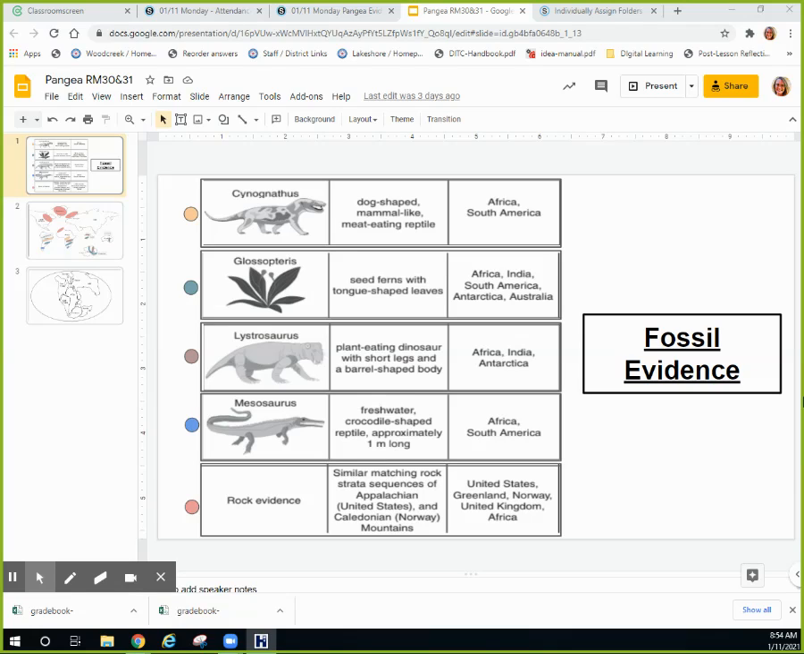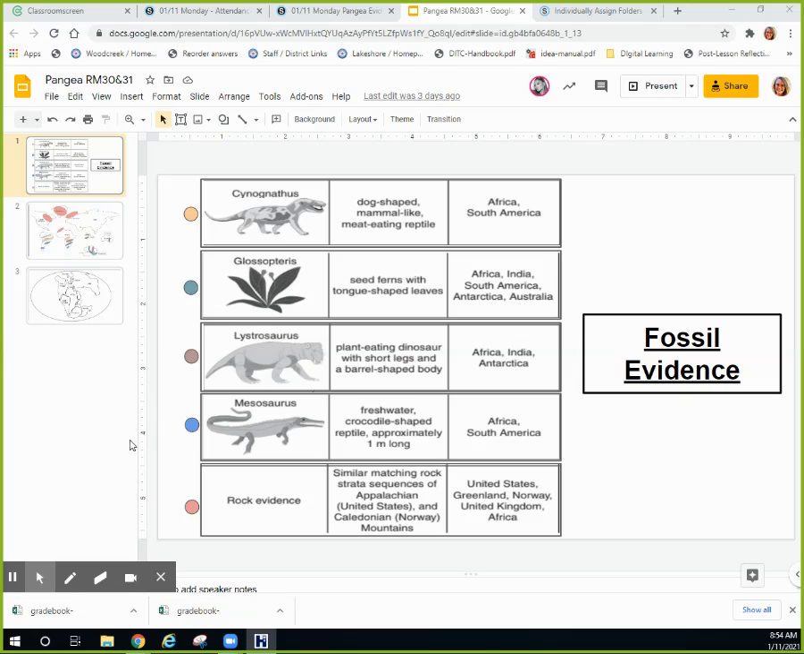This theory was proposed by Alfred Wegener, because they found fossil evidence of various species across several continents. And these continents are now oceans apart from each other. So he concluded that they had to have been joined together in some way for those fossils to have been found grouped together.